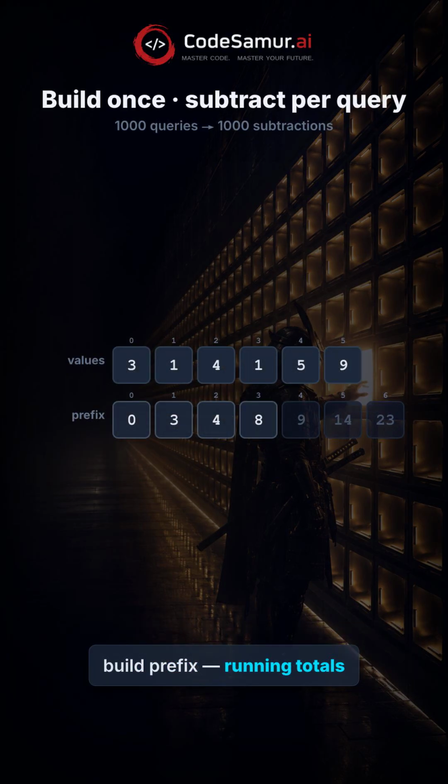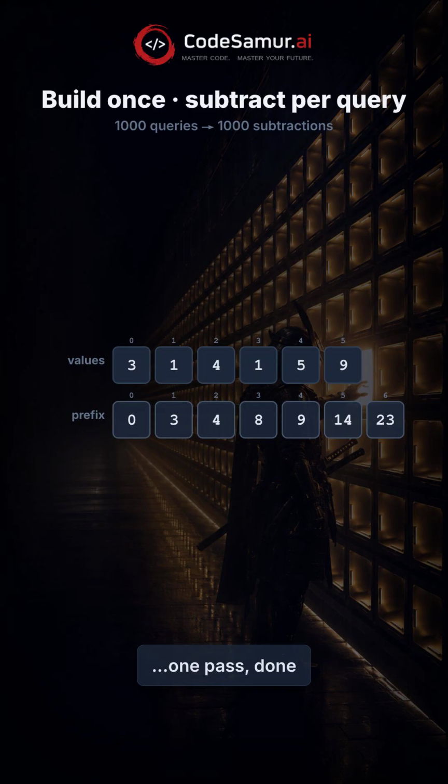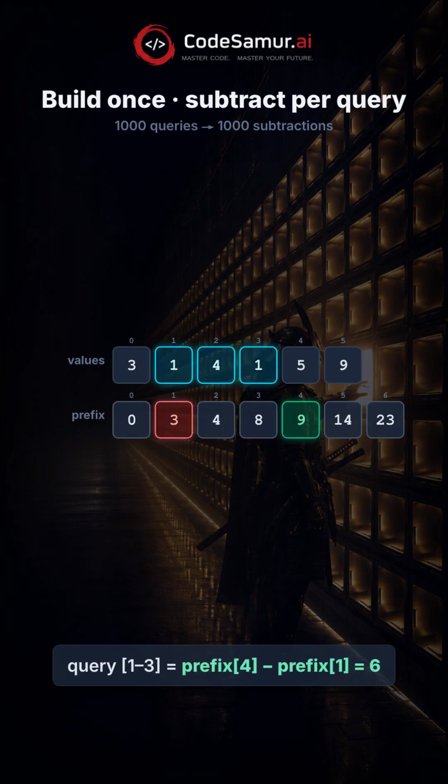Build the prefix array first, running totals, left to right. Now a query from index 1 to index 3 is just the prefix at 4, minus the prefix at 1. One subtraction, no matter how wide the range. 1,000 queries cost 1,000 subtractions instead of 1,000 full scans.